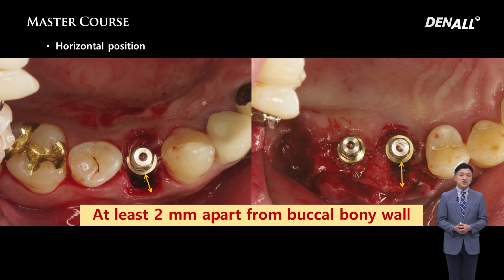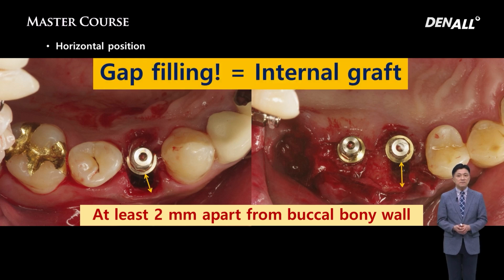After you determine the horizontal position, you need to do an internal graft. This is a must-have to prevent remodeling.